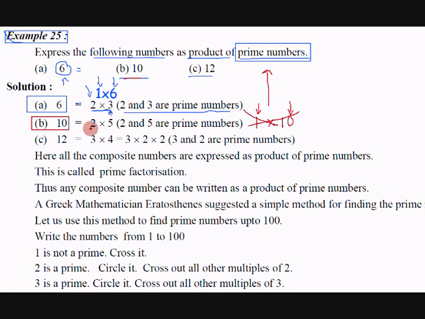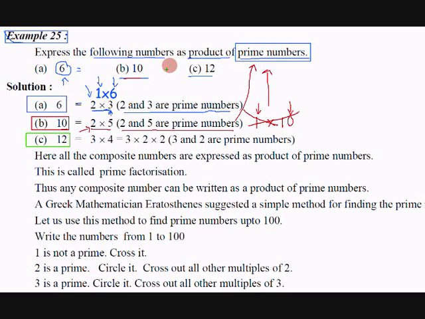Other factors of 10: 2 into 5 gives 10. 2 5s are 10. So, 10 is the product. So 2 and 5 are prime numbers. Since 2 and 5 are prime numbers, it satisfies this requirement.